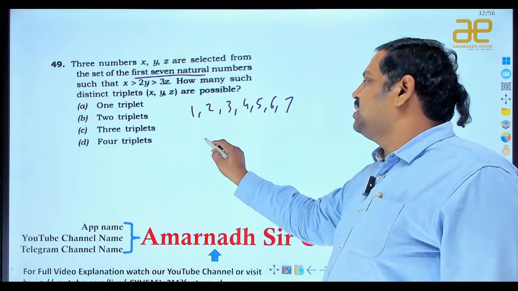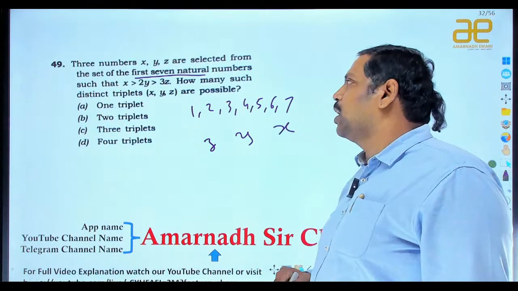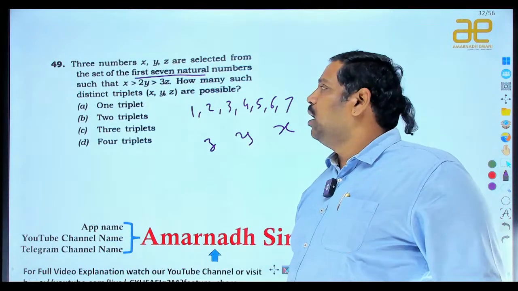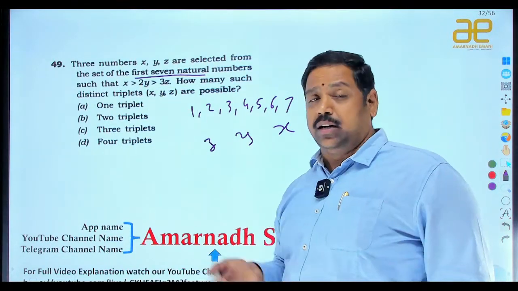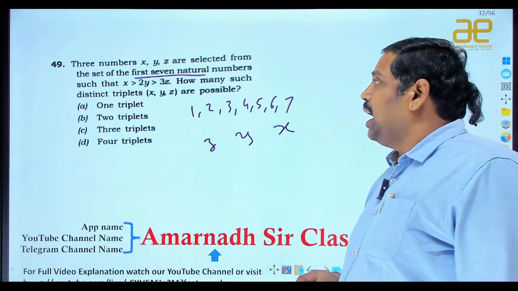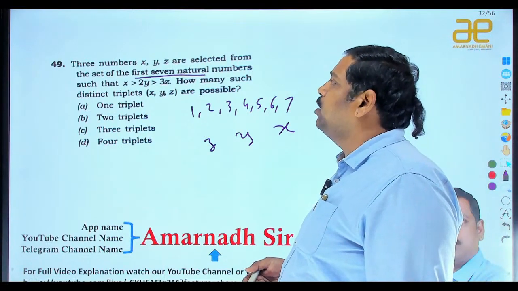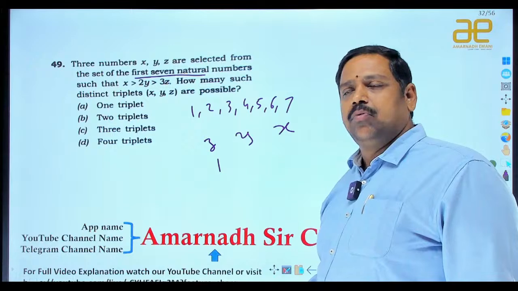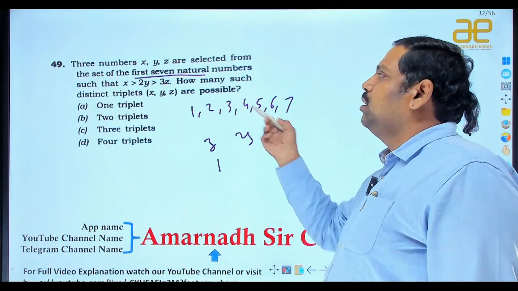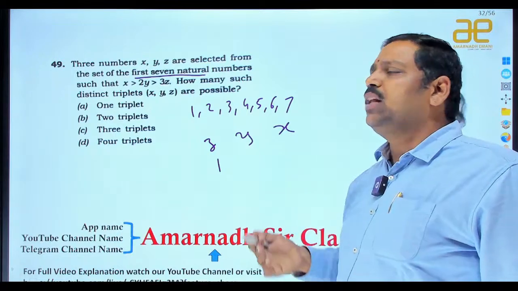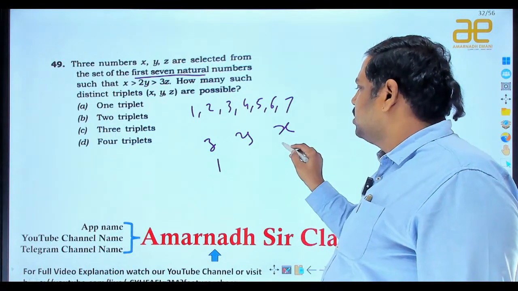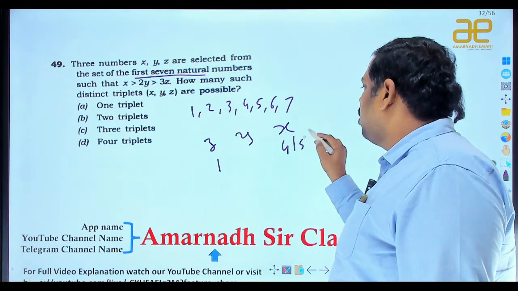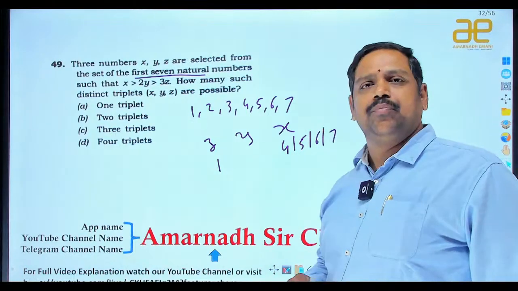Okay. So z, y, x, how many triplets is he asking? Since it is 3z, x should be more than that. Has he said whether the digits are the same or different? No, he has not specified that. Suppose z is 1. X is more than 3z. 3 times 1 means 3, so more than that means 4, 5, 6 or 7, because it is up to 7 only.